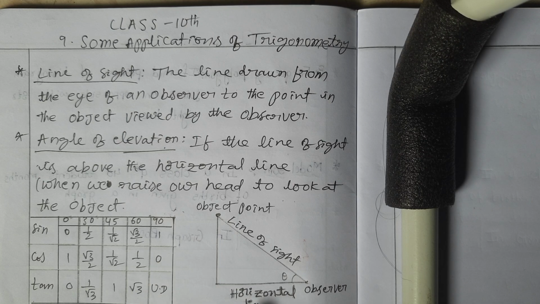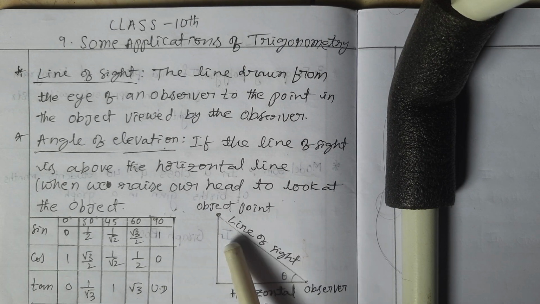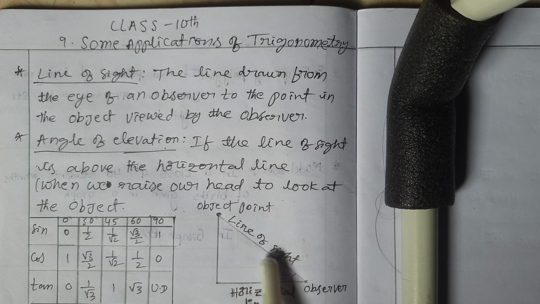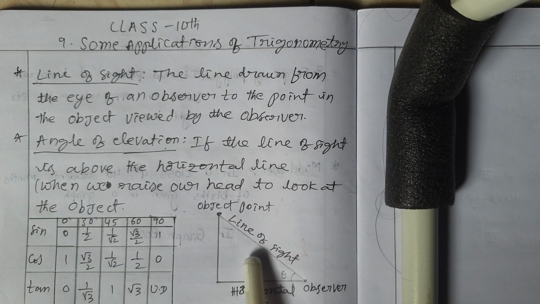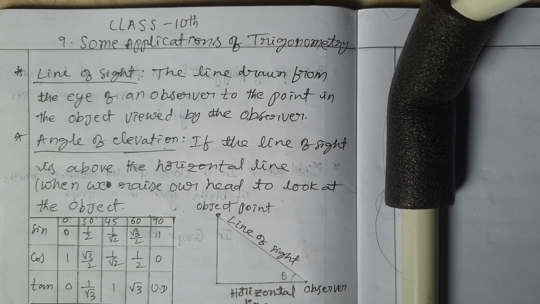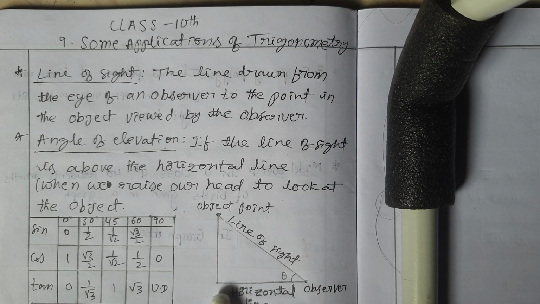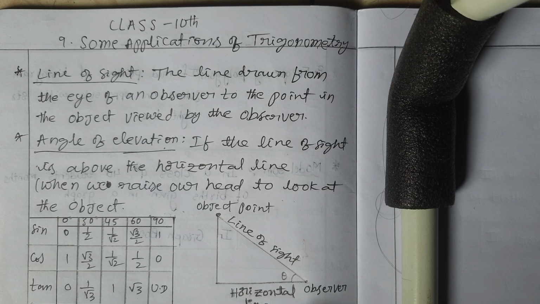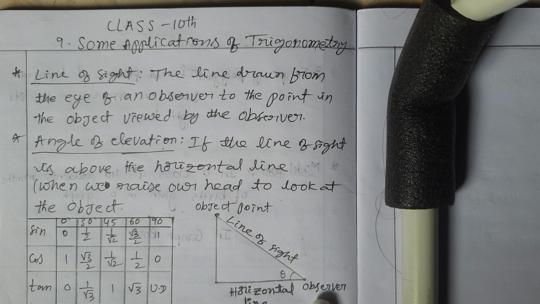If the line of sight is above the horizontal line, that's why it is called angle of elevation, and it is represented with theta. Here the horizontal line means the line horizontal to the plane surface of our earth. The observer is the one who is watching the object.